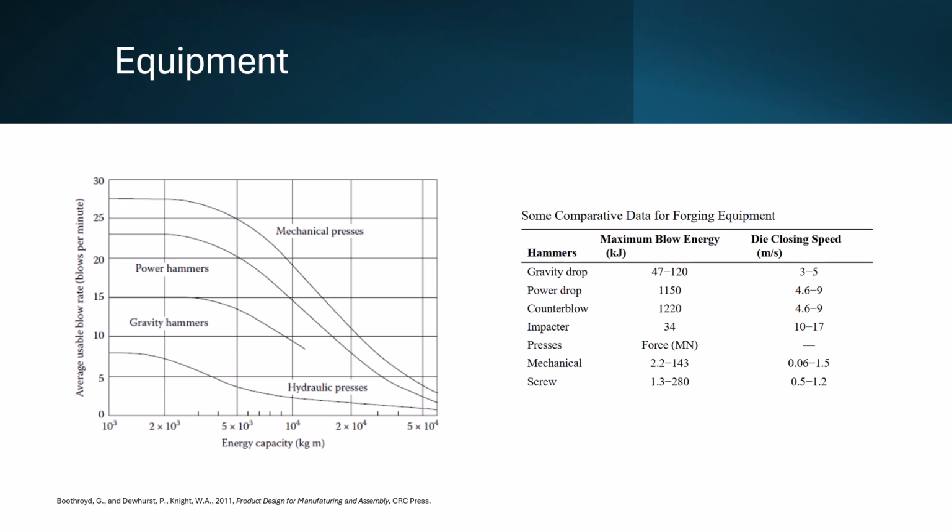Choice of machine depends both on the geometry and material of the forging and the attributes of the equipment. This selection is complicated, but some of the relevant data is presented here. Large quantity production rates may seek a higher average usable blow rate, or die closing speed may be selected based on the material strain rate sensitivity. For more tables and charts comparing equipment, please refer to Boothroyd.